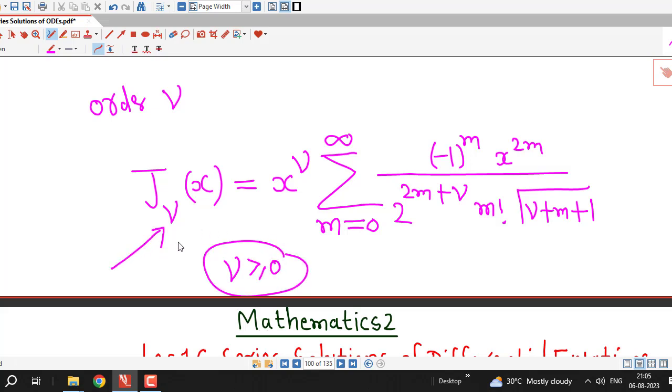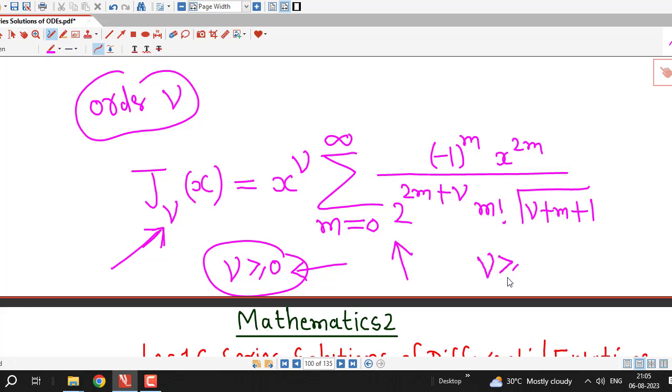have seen in lecture number 15 that this J nu x is a particular solution of Bessel's equation of order nu. Now this Bessel's function is a special type of function. It is known as special function, and we have assumed here that this nu is a non-negative real number. Now we are going to discuss one question on the Bessel's function of first kind of order nu.